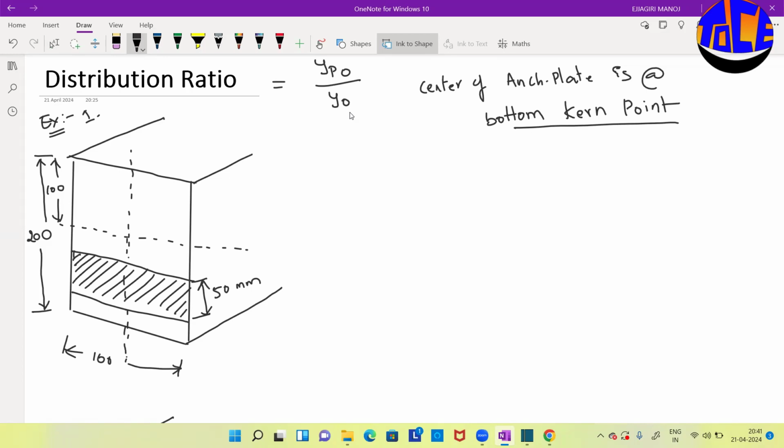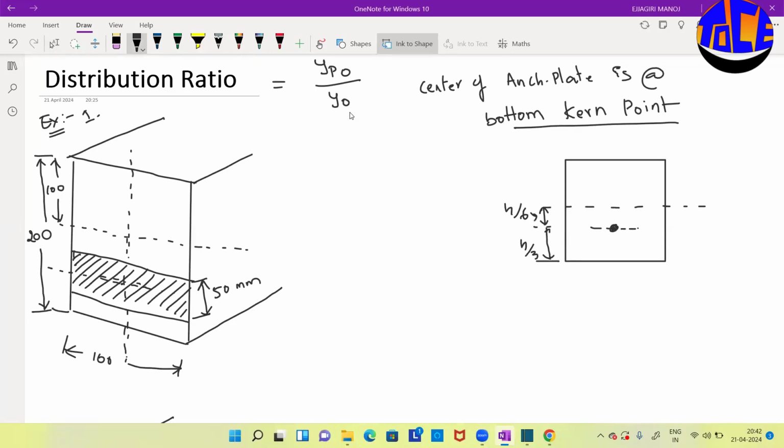So the kernel points, the center of this anchorage plate. If you take from the bottom, the kernel point will be at h by 3. I will draw it here. So this is the center. If you take from the bottom, the kernel point will be at h by 3, and if you take from the center, the kernel point will be at h by 6. So this is the kernel point. From the center it is h by 6, and from the bottom it is h by 3. Remember that. So that is the kernel point.